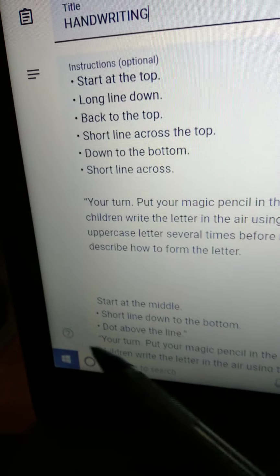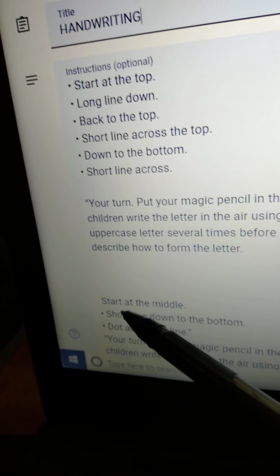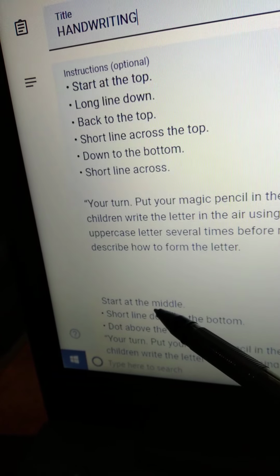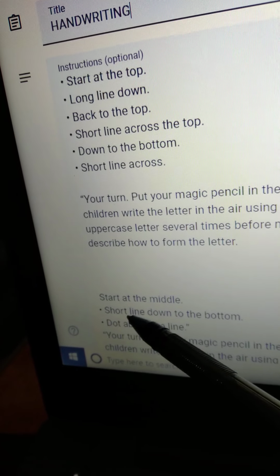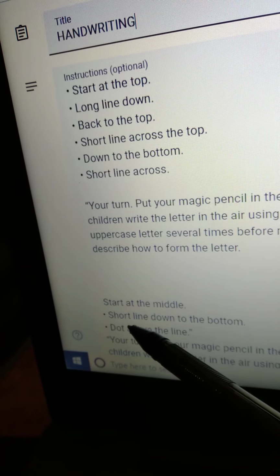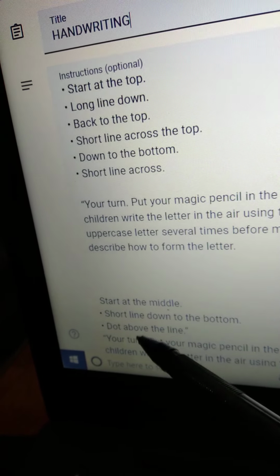Now, with the common or lowercase I, they say start at the middle. That means midway between the two lines. Well, we start a little lower than that. Short line down to the bottom and drop the line, right? So there it is, right?